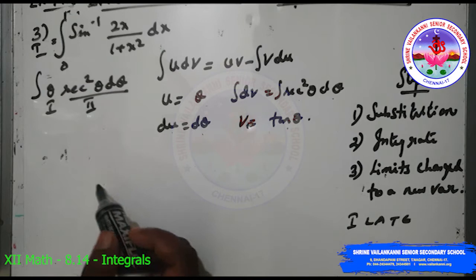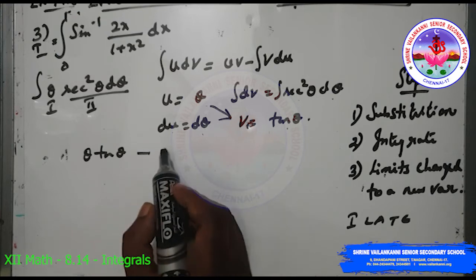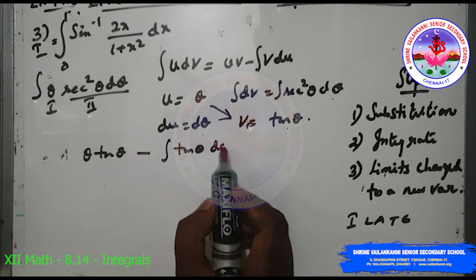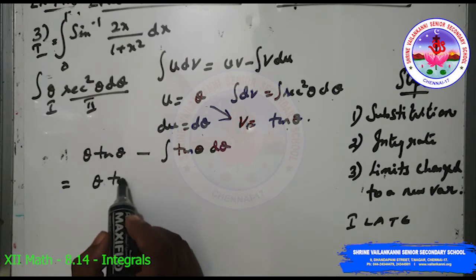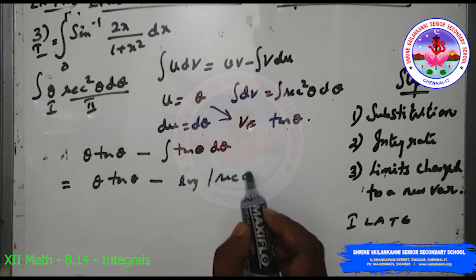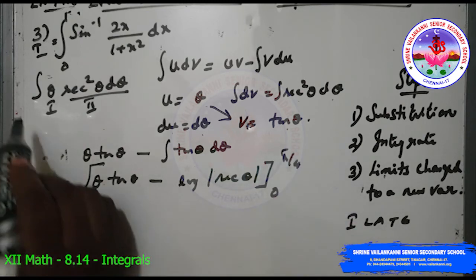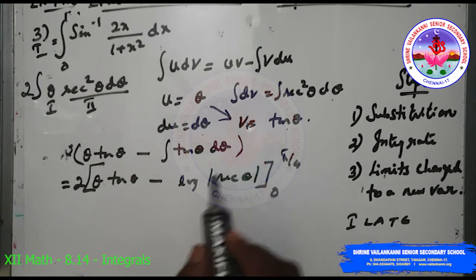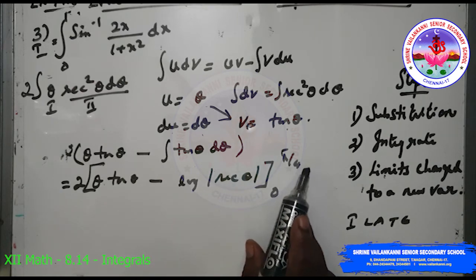So using this formula, u into v, that is theta tan theta, minus integral of v, which is tan theta, and du is d theta. So which is equal to theta tan theta minus log of secant theta, and the limit is 0 to pi by 4. So we have 2 times theta tan theta minus log of secant theta, and the limit is 0 to pi by 4.